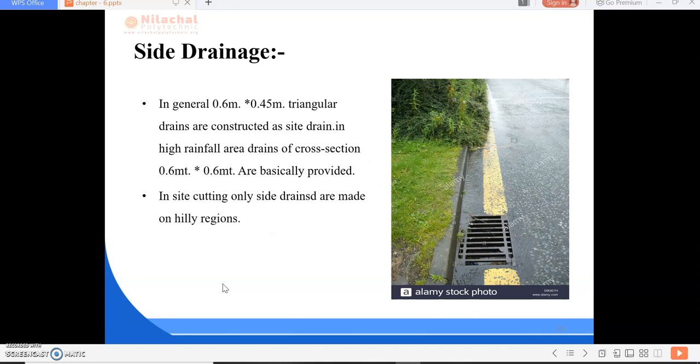Next is side drainage. So what is side drainage? In general, 0.6 meter to 0.45 meter triangular drains are constructed as side drains. In high rainfall areas, drains of cross section 0.6 meter by 0.6 meter are provided. In side cutting, only side drains are made on hilly regions. Okay. So this is our side drainage, whose shape is triangular, with drains constructed of 0.6 meter to 0.45 meter. Here we can see the drainage.